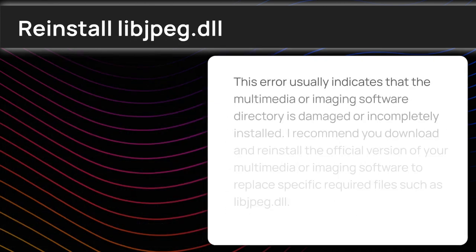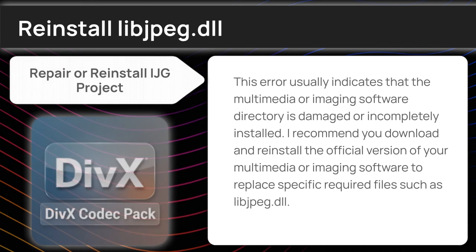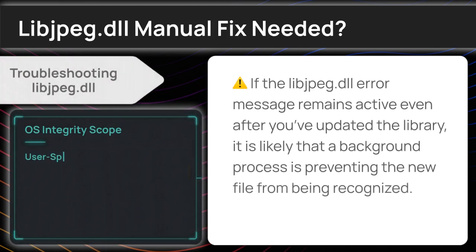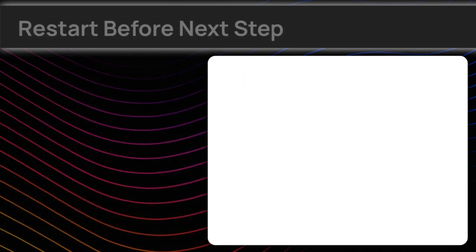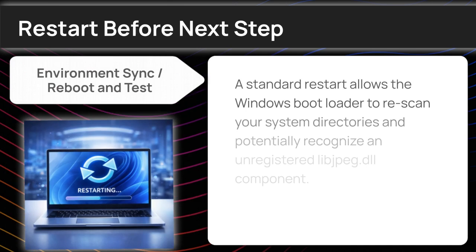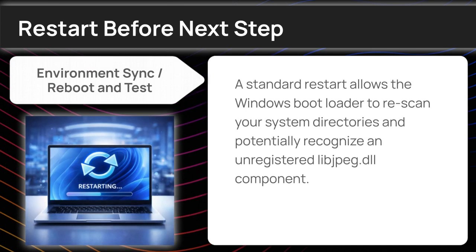The Libjpeg.dll is part of your multimedia or imaging software runtime files. A clean reinstall of the current version of your multimedia or imaging software will repair missing or corrupted components. Persistence of this error after a clean reinstall suggests that the issue may reside within the current user session's initialization. A full system restart ensures that no background processes are currently locking the libjpeg file. A fresh boot allows Windows to reinitialize its library map from a clean state.